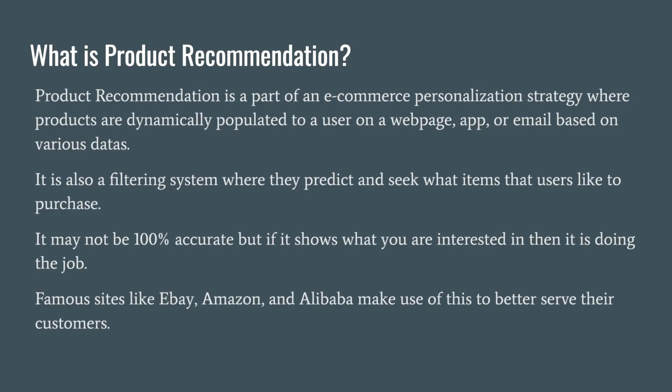What is product recommendation? Product recommendation is a part of an e-commerce personalization strategy where products are dynamically populated to a user on a web page, app, or email based on various data. It is also a filtering system where they can predict and seek what items the user likes to purchase. It may not be 100% accurate, but if it shows what you are interested in, then it is doing the job. Famous sites like eBay, Amazon, and Alibaba make use of this to better serve their customers.